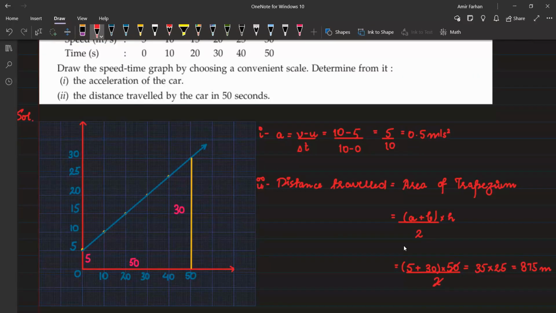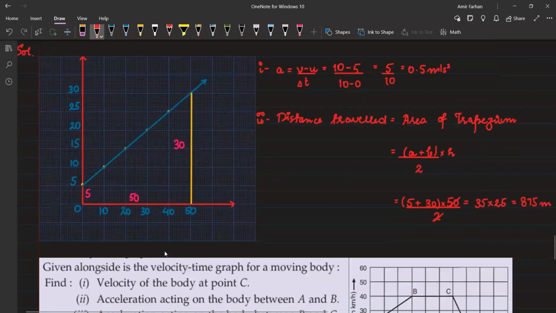The trapezium formula is (a plus b), the parallel sides, into height, divided by 2. One parallel side is 5, and the other side is 30. And the height of the trapezium would be 50. Is this clear to all of you? Please do let me know, everyone. Yes, sir, clear.